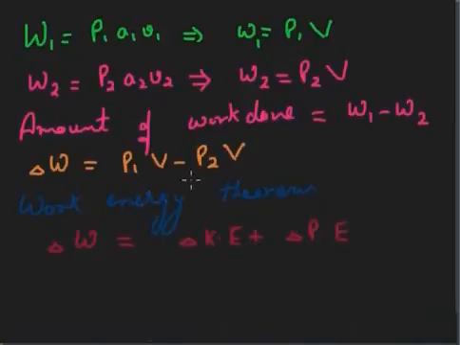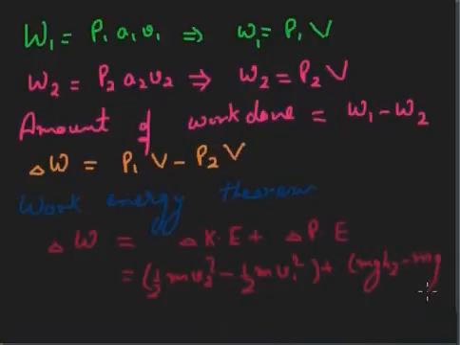So the amount of work done, we have already calculated: P1V minus P2V. The change in kinetic energy will be equal to half m v2 square minus half m v1 square. This is the change in kinetic energy. What is the change in potential energy? m g h2 minus m g h1. Clear?